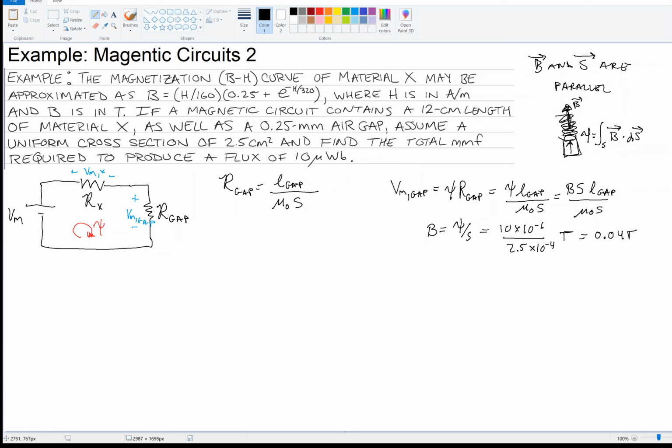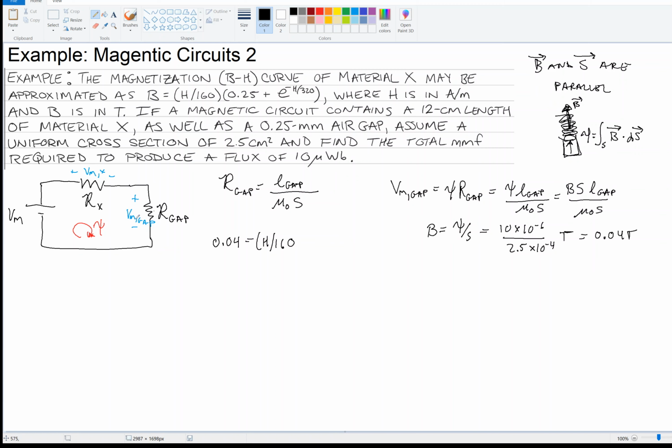So now I can use this relationship that we're given in the problem, right? So 0.04 equals H. So now I'm looking at the material X, right? Actually, let me back up. What I've done here is I've used the properties of the gap to analyze the circuit essentially using the gap.